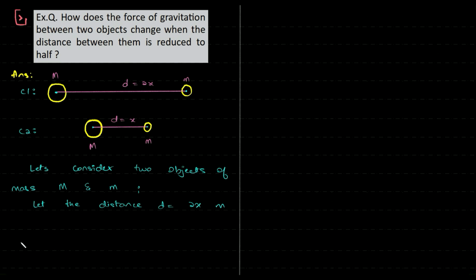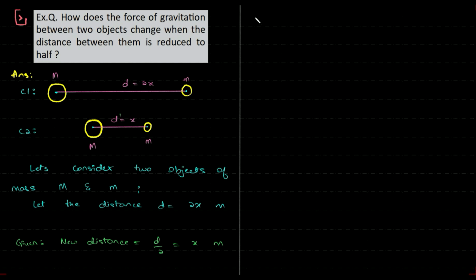So it's given that the distance is reduced by half. New distance is equal to d by 2. We can call this d dash. So this will be equal to 2x by 2, that is x meters. This is good enough, right? So this is all you are given.